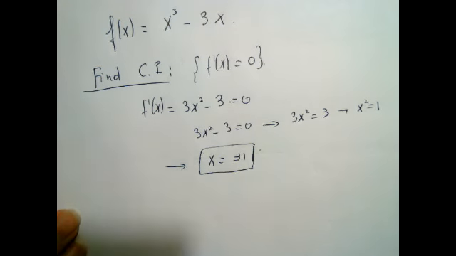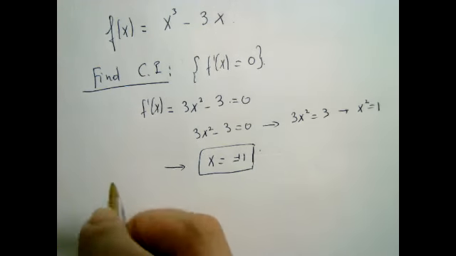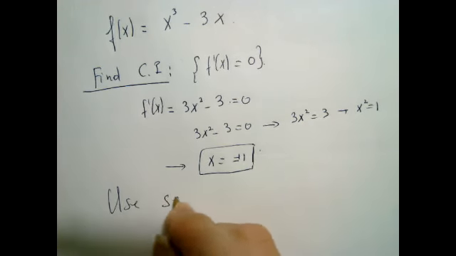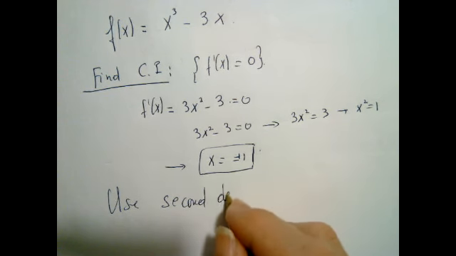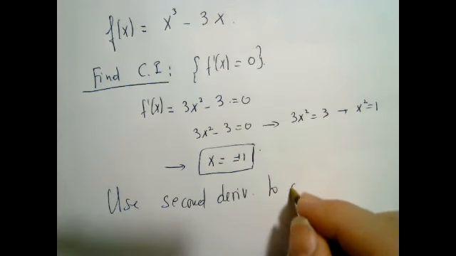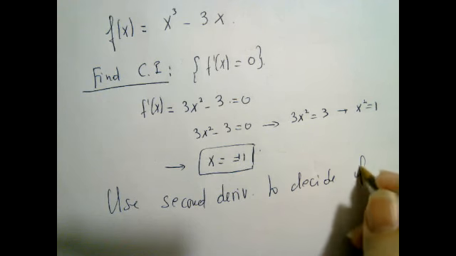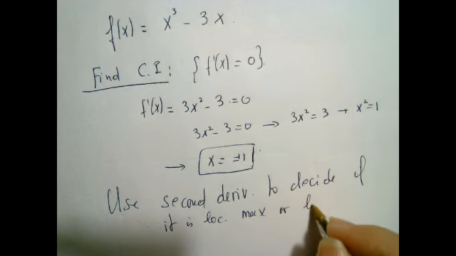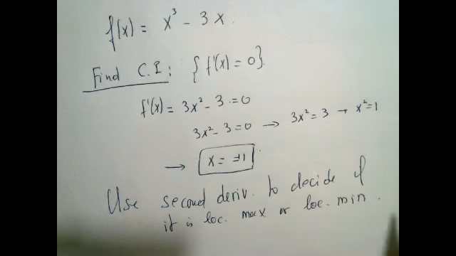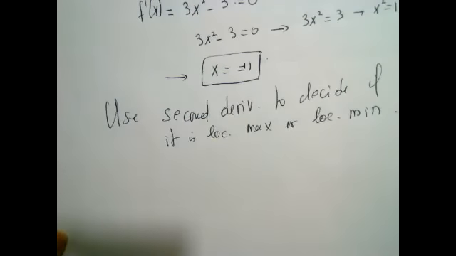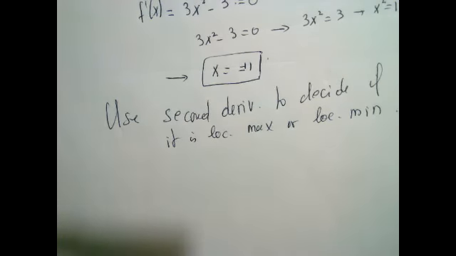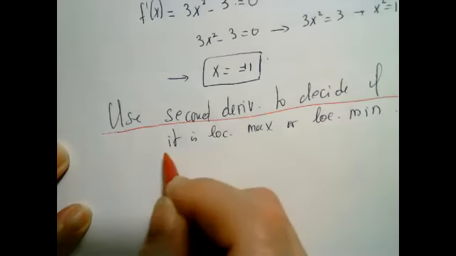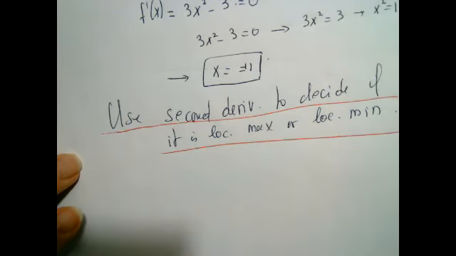Now question number 2. For each critical point, decide if it's a local max or local min by using the second derivative test, or if it's inconclusive. Okay, so I want you to use the second derivative test. I wanted to use this time the second derivative test to decide this. Okay, how do we use the second derivative test?